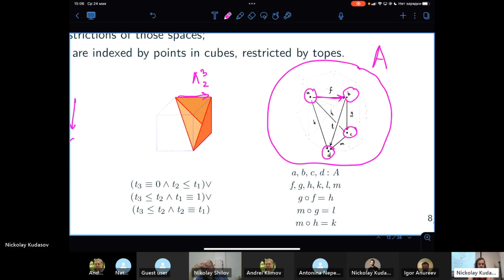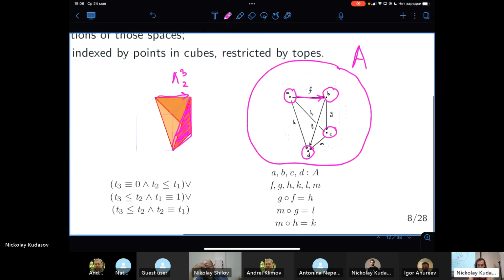And then the faces of the triangle, for example, this face corresponds to this face, but this face we do not annotate immediately in the picture. Instead, what we do is we say that M composed with G is equal to L. And so this equality corresponds to the fact that we have a face for this triangle.